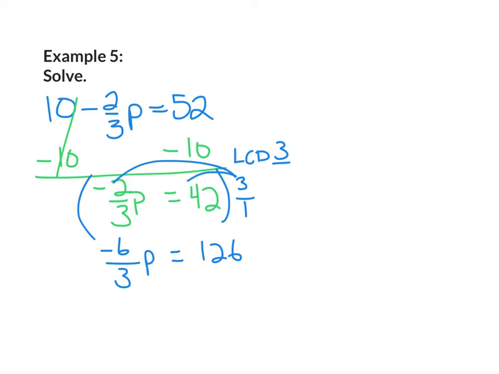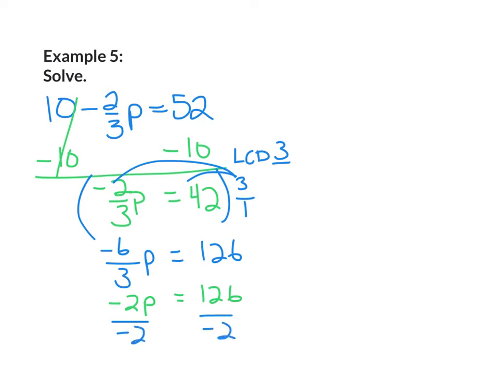Now I'm going to go ahead and divide. Negative 6 over 3 gives me negative 2p equals 126. I'm going to go ahead and divide because 2 is being multiplied by p. The opposite of multiplication is division. So I'm going to divide both sides by negative 2.